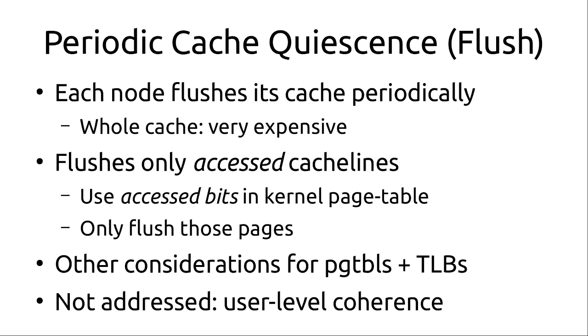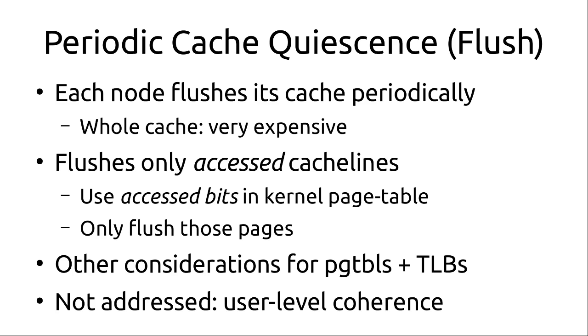So there are a lot of implementation details for how we implement this periodic cache flushing in an efficient way for the kernel's data structures. At a high level, I'm going to point you to the paper for details there, but the high level is effectively that each node flushes its cache periodically, but if we were to do that for the whole cache, it's very, very expensive. So it can walk through its own page tables to look at the access bits to only flush those pages that it accessed.